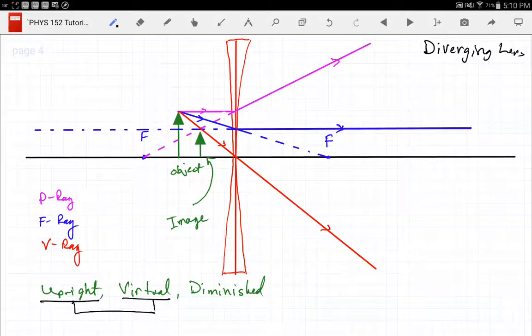And so there's the ray construction for a diverging lens. And that ends this tutorial.